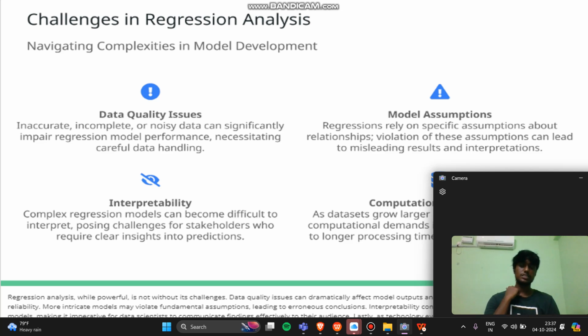Challenges in regression analysis. So what are the challenges? Data quality issues, model assumptions, interpretability, and computation. Inaccurate, incomplete, or noisy data can significantly impair the regression model performance, necessitating careful data handling. Model assumptions: regression relies on specific assumptions about relationships. Violation of these assumptions can lead to misleading results.